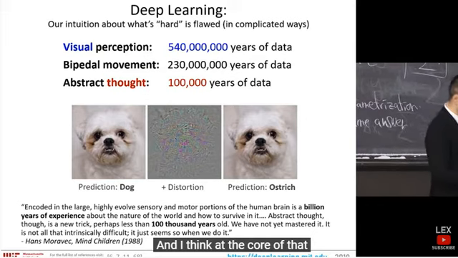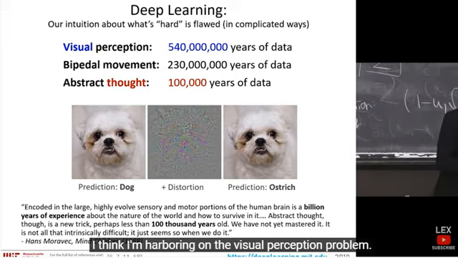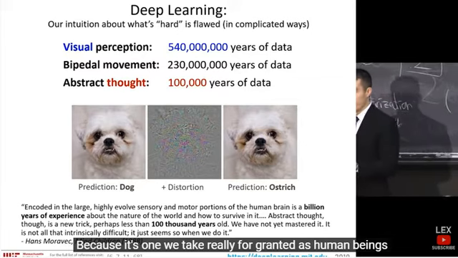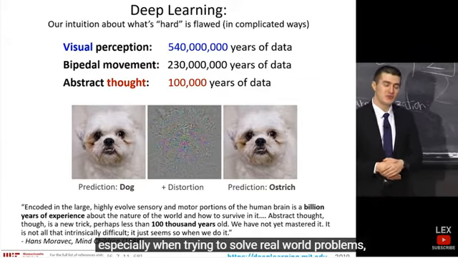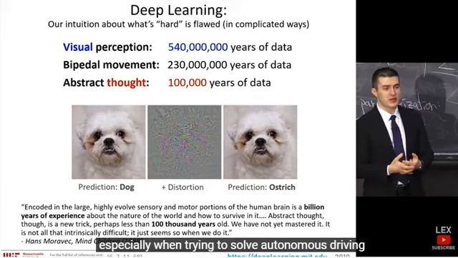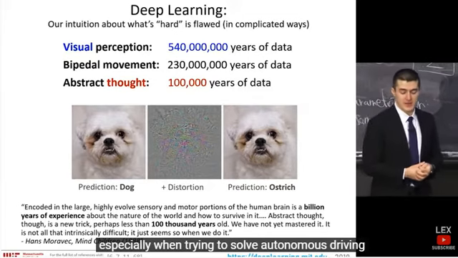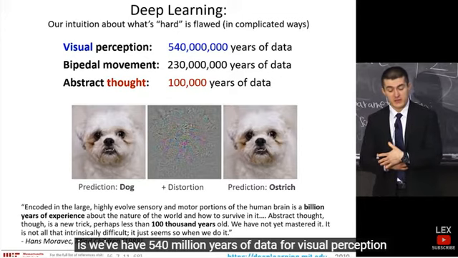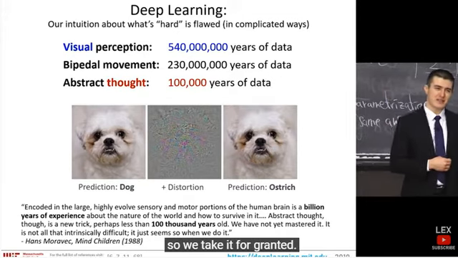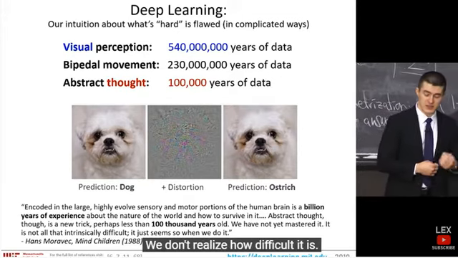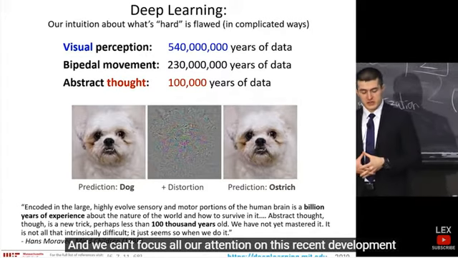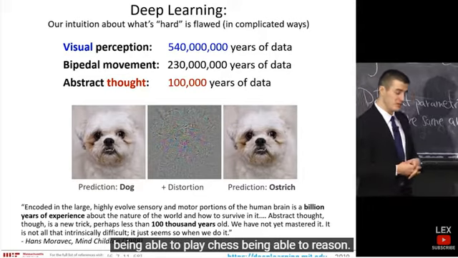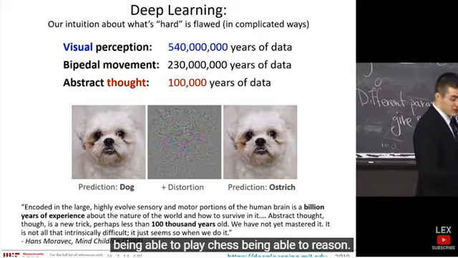And I think at the core of that, I'm harping on the visual perception problem, because it's one we take really for granted as human beings, especially when trying to solve real-world problems, especially autonomous driving. We have 540 million years of data for visual perception, so we take it for granted. We don't realize how difficult it is. And we kind of focus all our attention on this recent development of 100,000 years of abstract thought, being able to play chess, being able to reason.